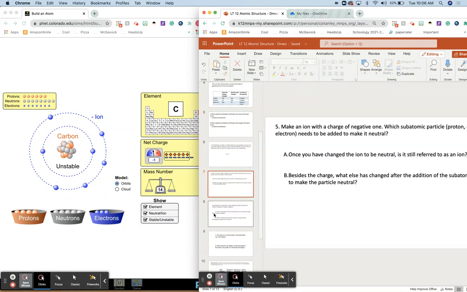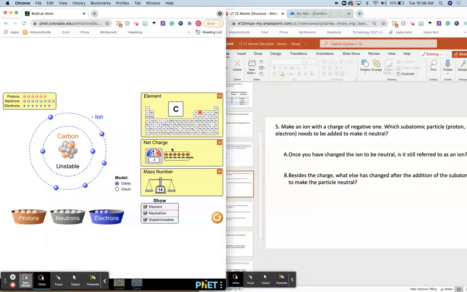All right, number 5 says make an ion with a -1 charge. Well, look at this. We already have it. Which subatomic particle, proton or electron, needs to be added to make it neutral? If I'm looking at my net charge here, to be neutral, my positive things equal the number of negative things. So right now, I have one more negative thing than I do positive. So which subatomic particle can I add to make a positive change?